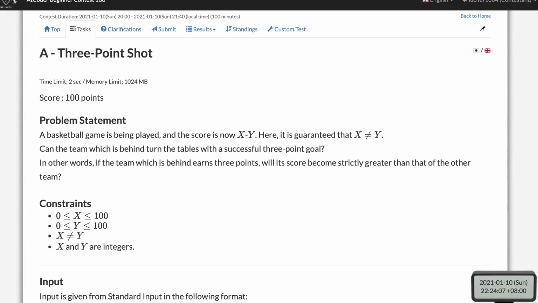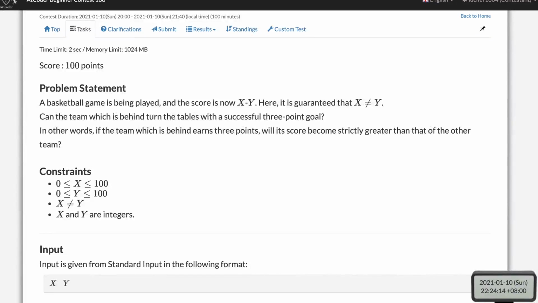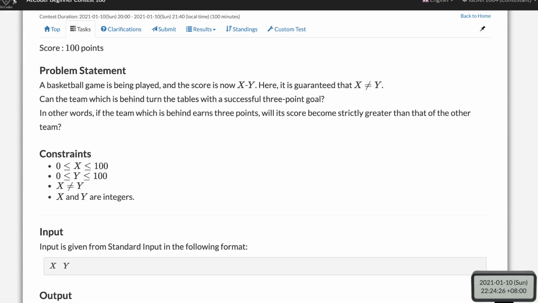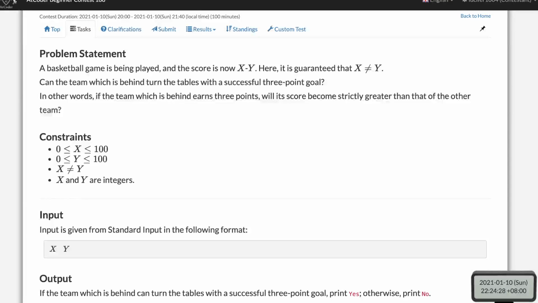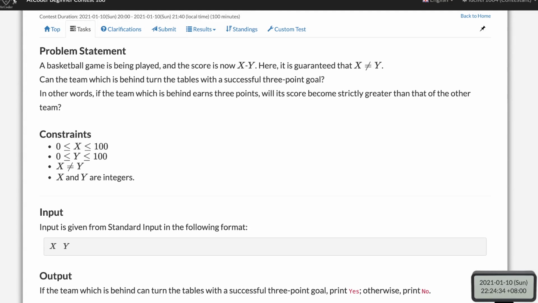So problem A, 3-point shot. A basketball game is being played and the score is now x to y, and x does not equal y. Can the team which is behind turn the tables with a successful 3-point goal? This means first we need to find the smaller of x and y, and we will try to add 3 to it and find if it will be larger than the other one.